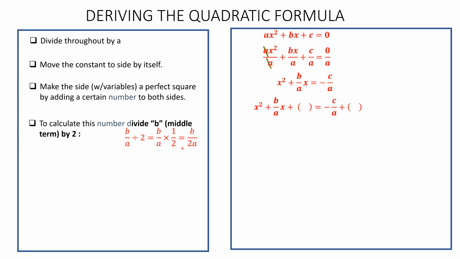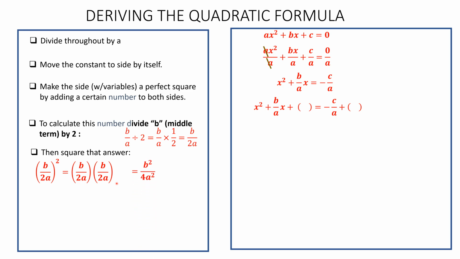So the next step that we're going to do is to square this value. So b over 2a squared, which is the same as b over 2a times b over 2a, is equal to b squared over 4a squared.